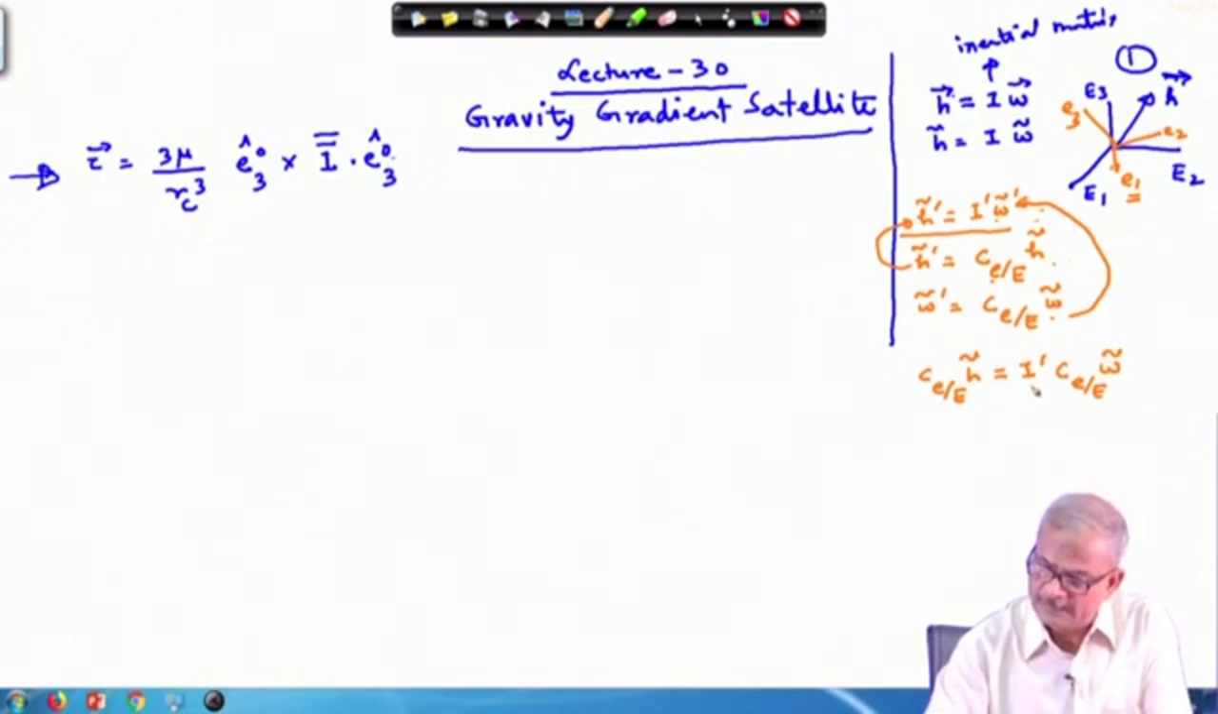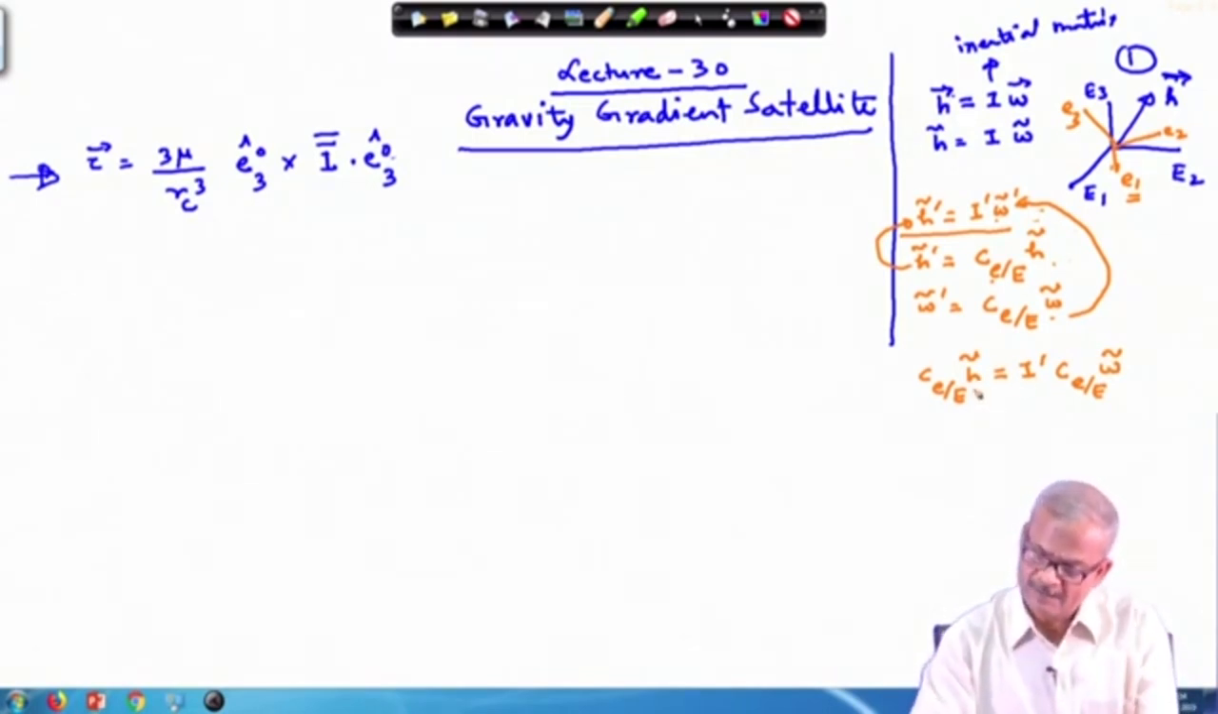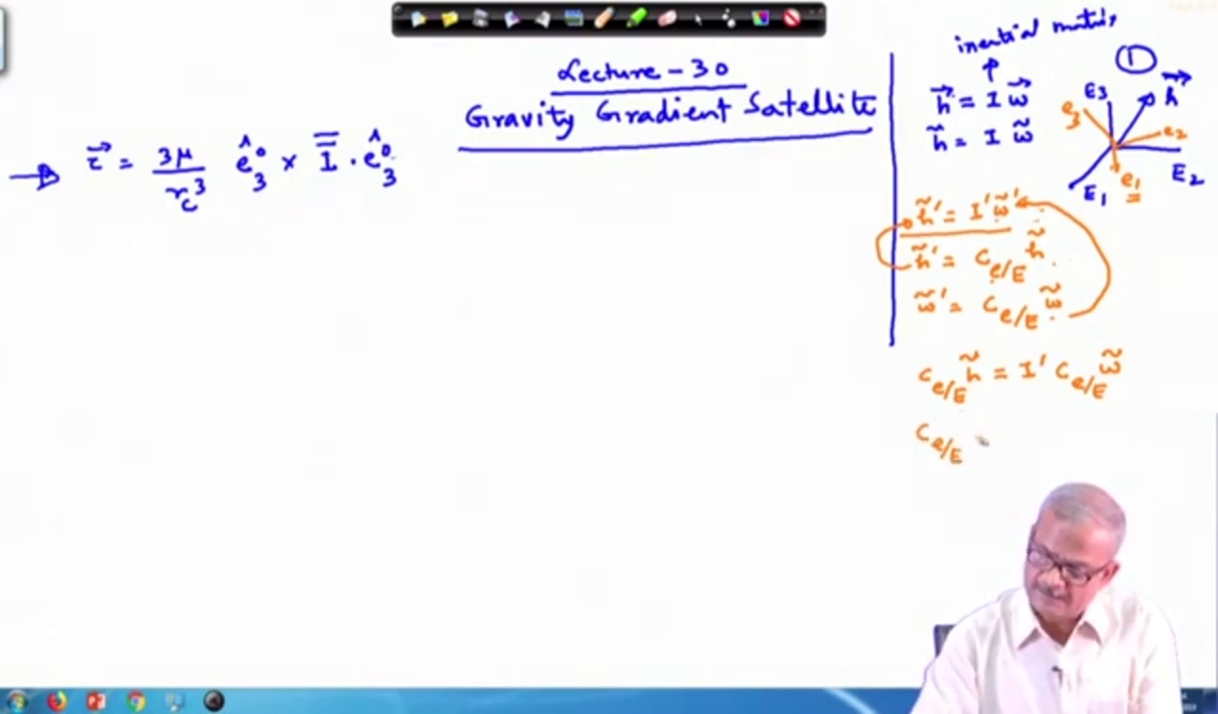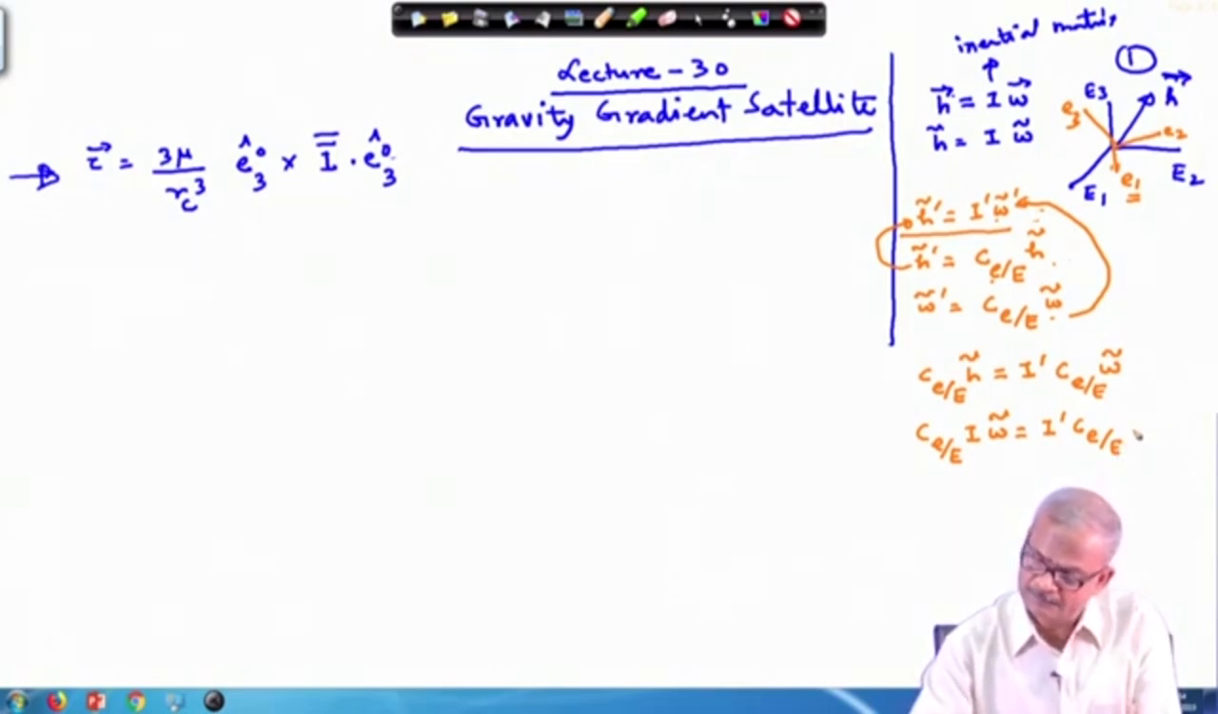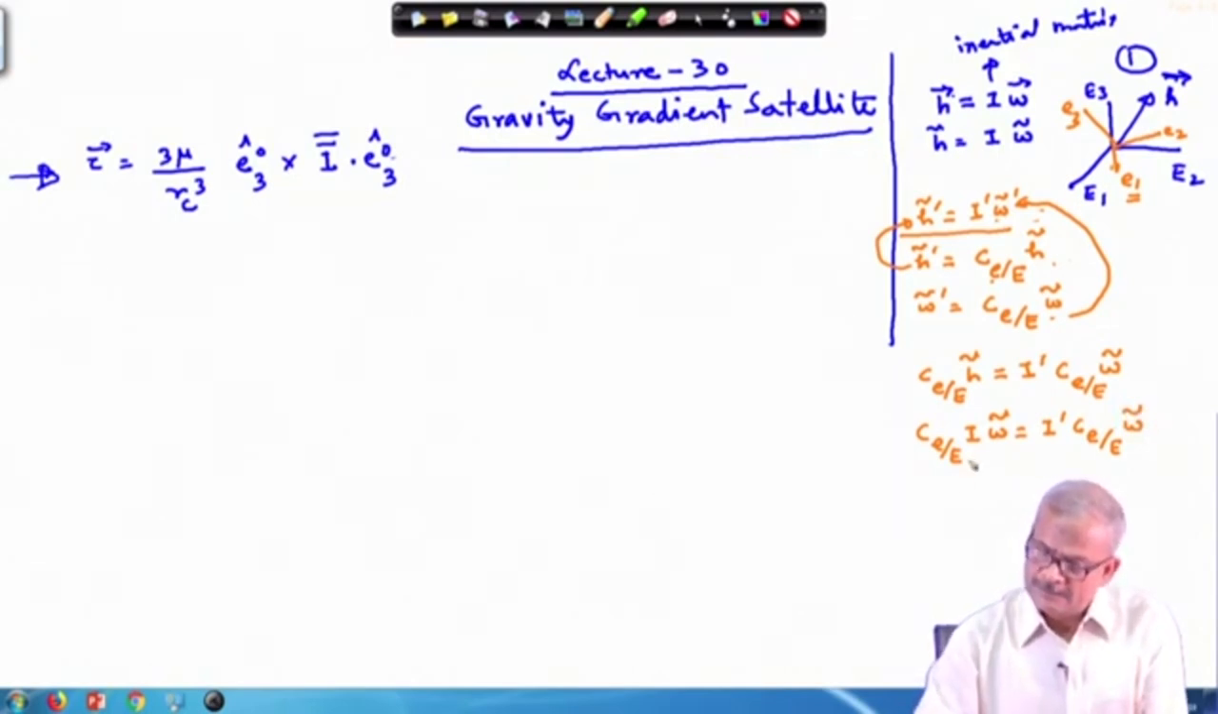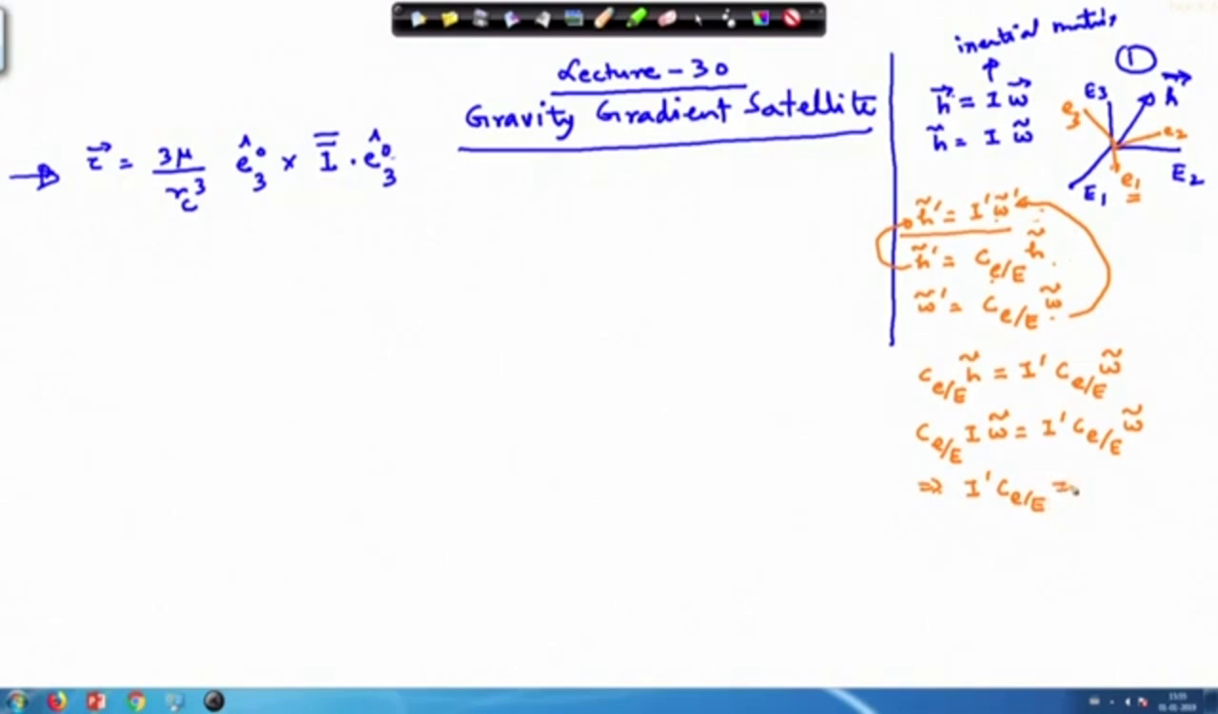And then what we are interested in is that this H tilde is nothing but I times omega tilde. So, this is I prime. This implies I prime C e slash E will be equal to C times I, because omega is not a null vector, and therefore these matrices must be equal to each other.